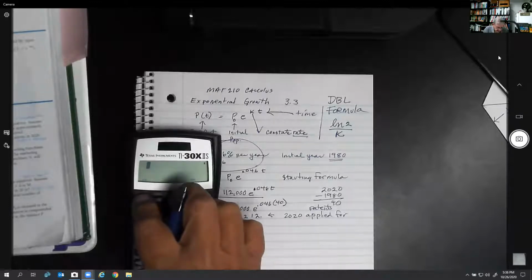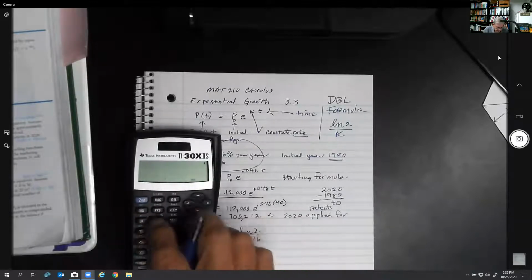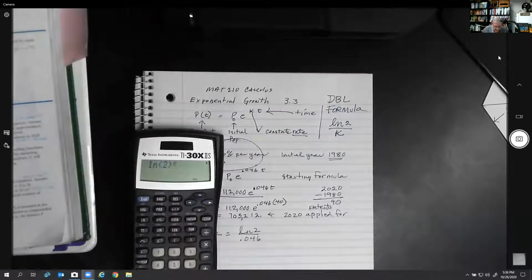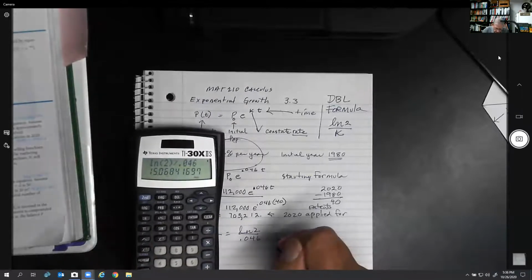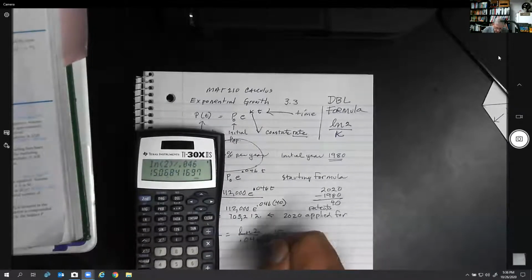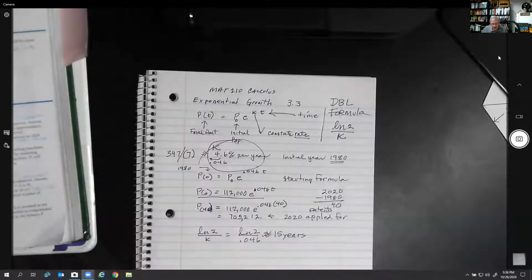Let's go, not second ln. You just want ln2, finish your parentheses, divided by 0.046. So every 15 years, approximately, every 15 years, the number of patents will double. From 1980 on, every 15 years, the patents doubled.